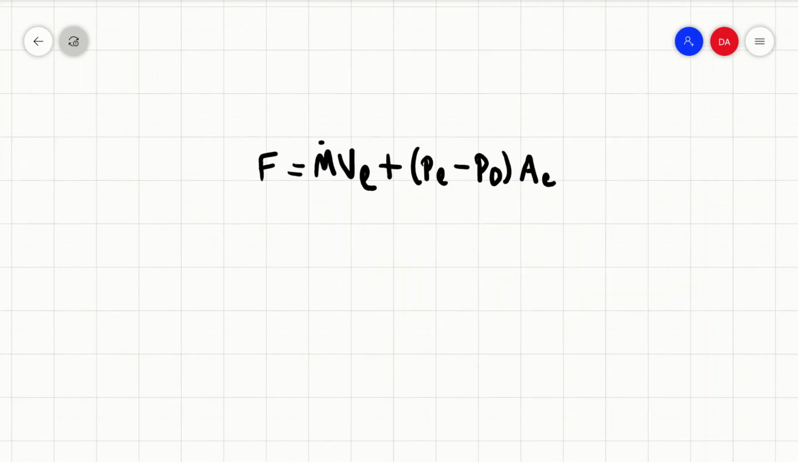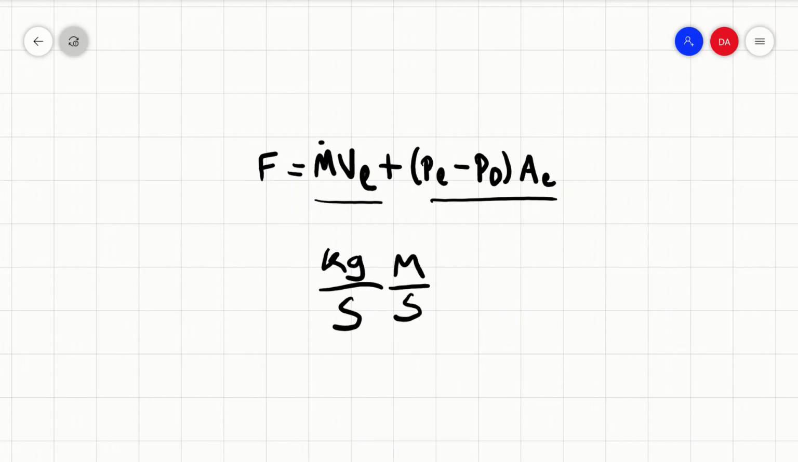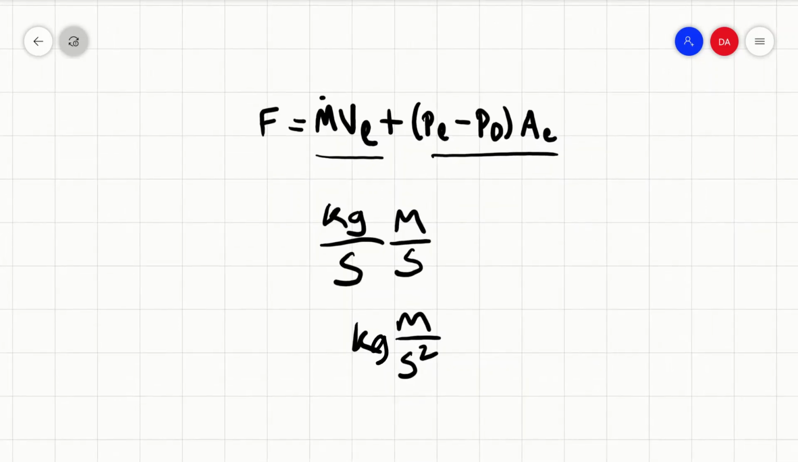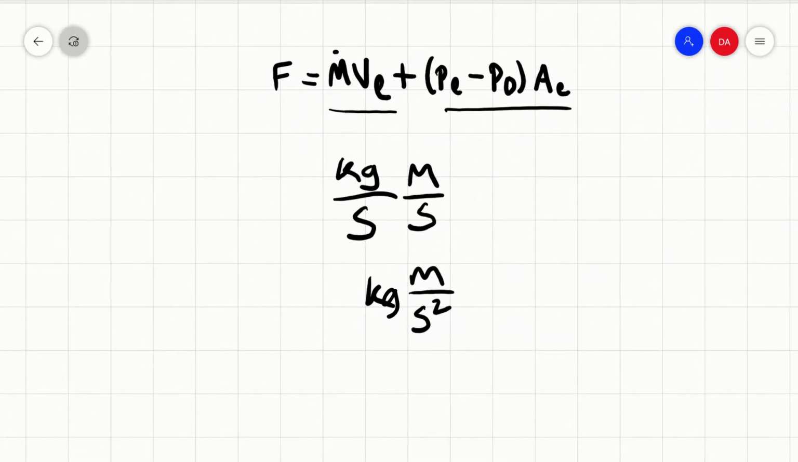So that was the rocket thrust equation, and to check if we did anything wrong, let's do a dimensional analysis. In order for this equation to be true, both terms here need to be equal to ma. So let's check. m dot is kilograms per second, and V_E is meters per second. So this is kilograms times meters per second squared, which is kilograms times an acceleration. So this is ma. All good. So let's look at this term.